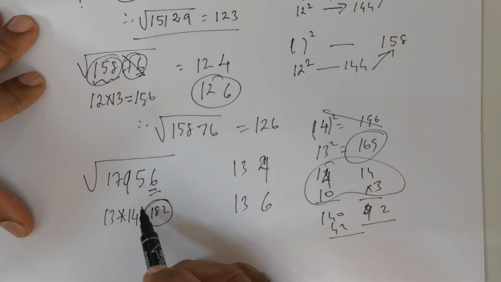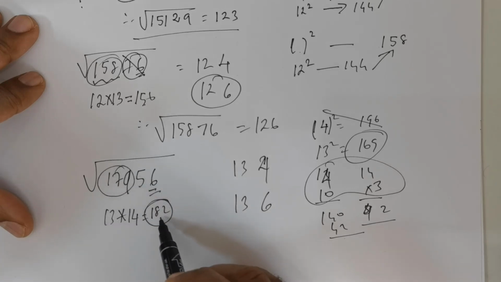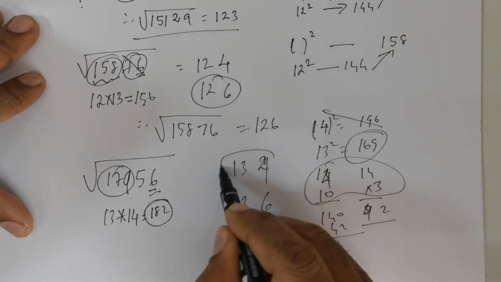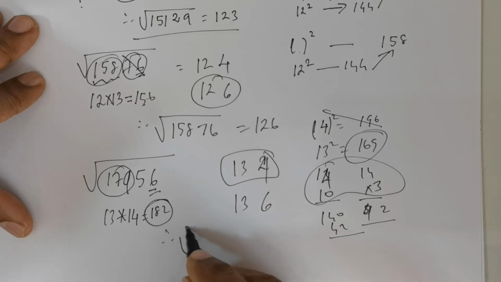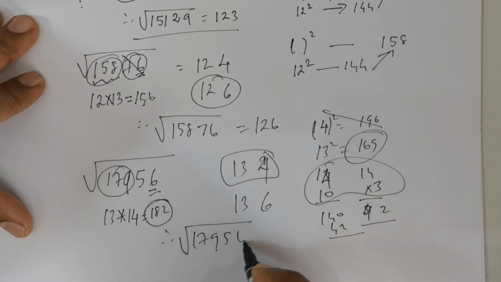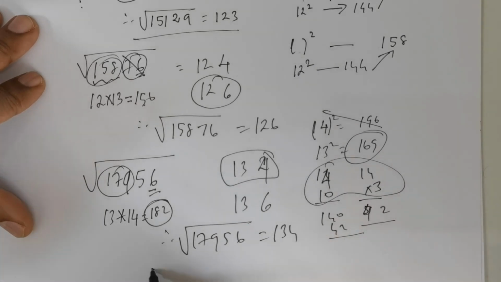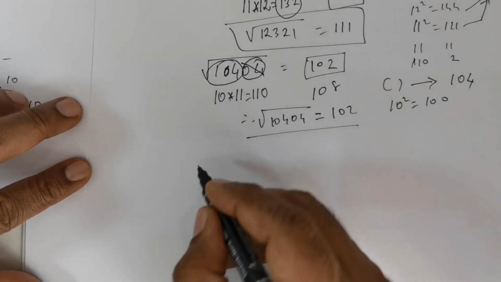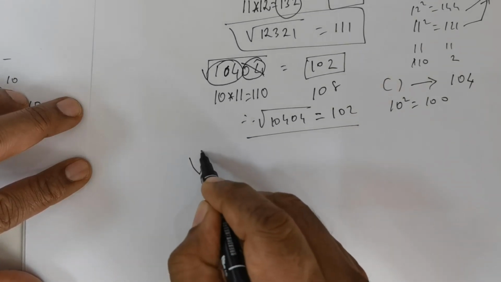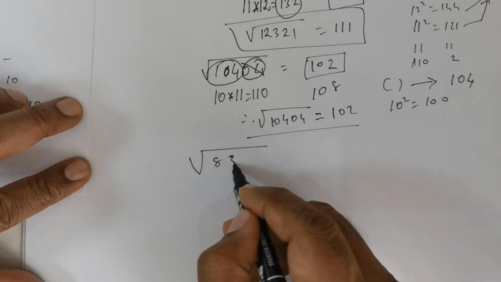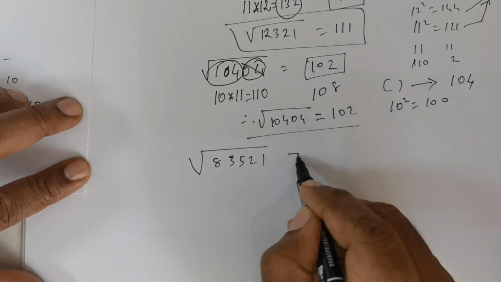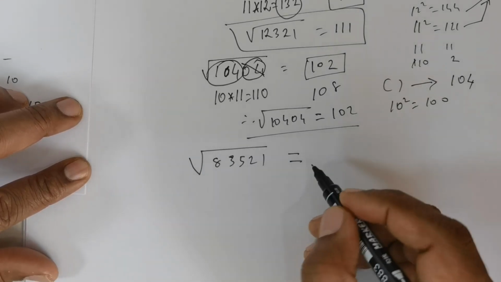Now 182 is greater. In other words, 179 is lesser than 182. So that would mean you need to pick up the smallest value. So therefore, square root of 17956 is equal to 134. So now you can still further go up and find the next number. So 83521 is equal to, so what is this?